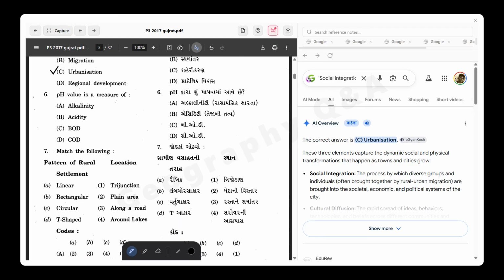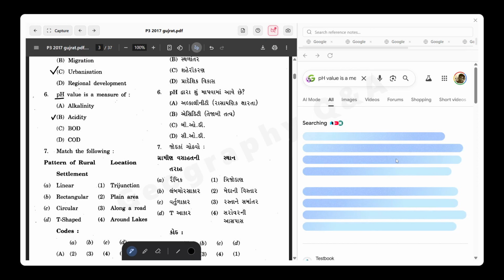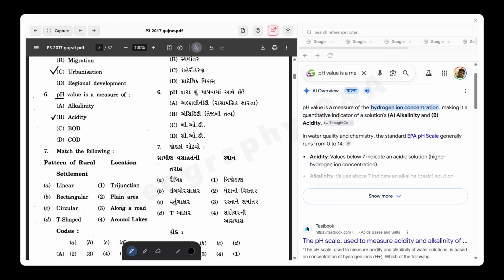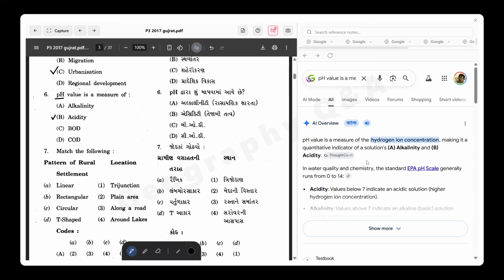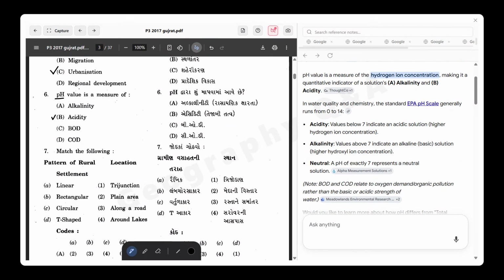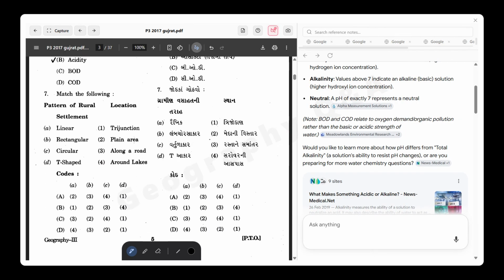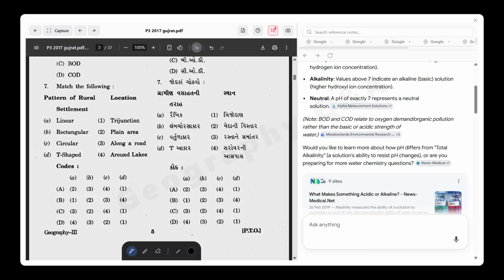Next question is pH value. pH value is a measure of alkalinity, acidity, BOD and COD. So pH value relates to both alkalinity and acidity, but better explained by acidity. A pH value below 7 indicates an acidic solution, with a higher hydrogen ion concentration. pH 7 represents a neutral value. BOD and COD are not associated with a particular pollutant but with the strength of the water. Biological oxygen demand and chemical oxygen demand are indicators of oxygen demand.